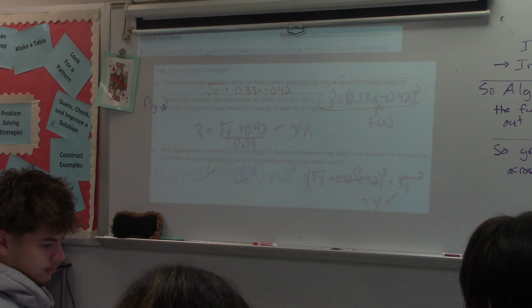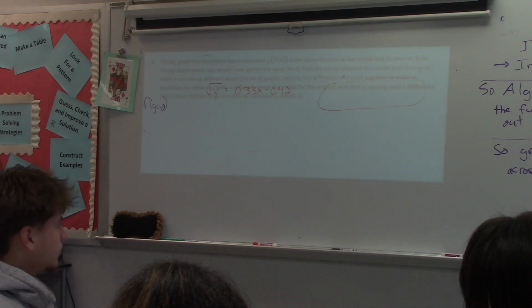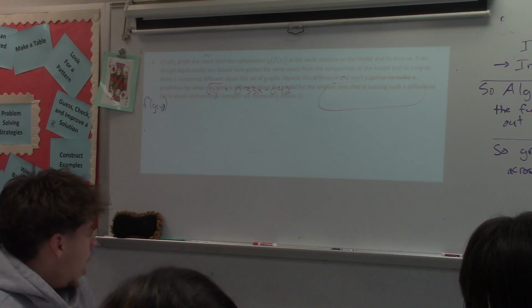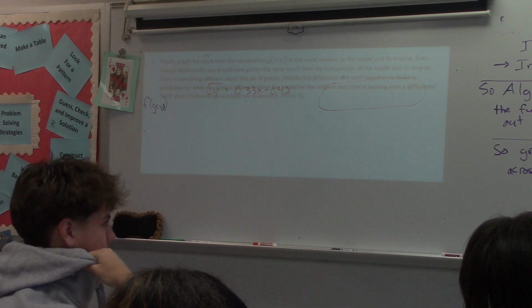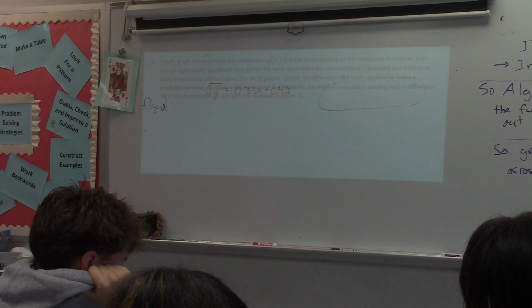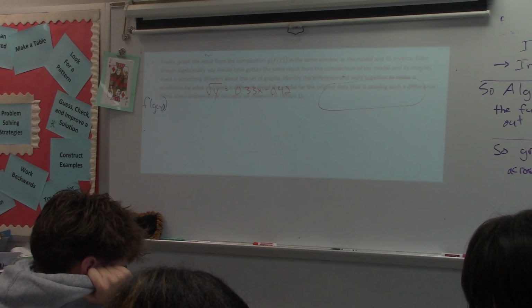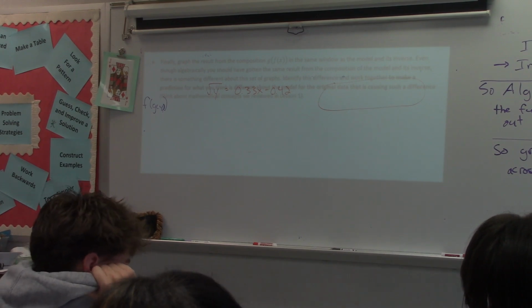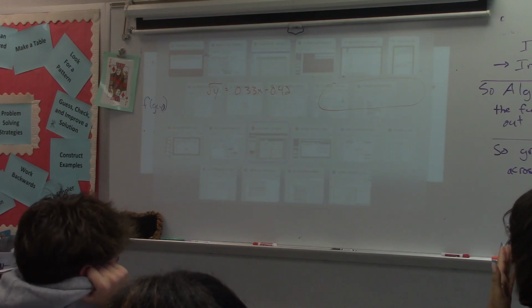Looks like we're done. That's not what I wanted. Okay, so here's what we're now about to do. We're going to graph the result from the composition in the same window as the model and its inverse. And so what was the result from the composition? g of f of x equals x, right? So we're going to graph the line y equals x. Up to this point, we have found graphically those inverses reflect across the line y equals x. So let's look at what that ends up playing out as here.